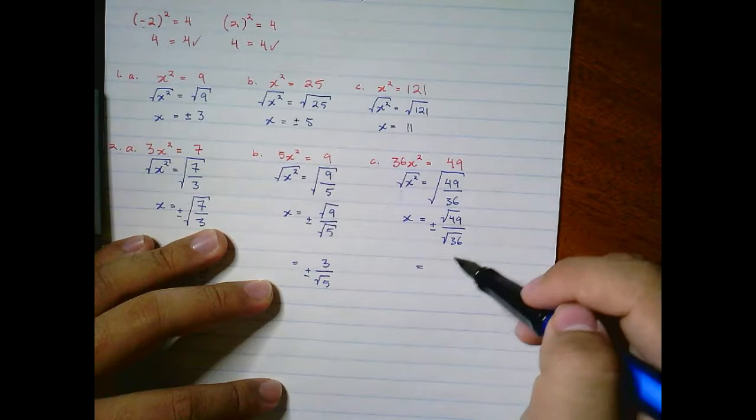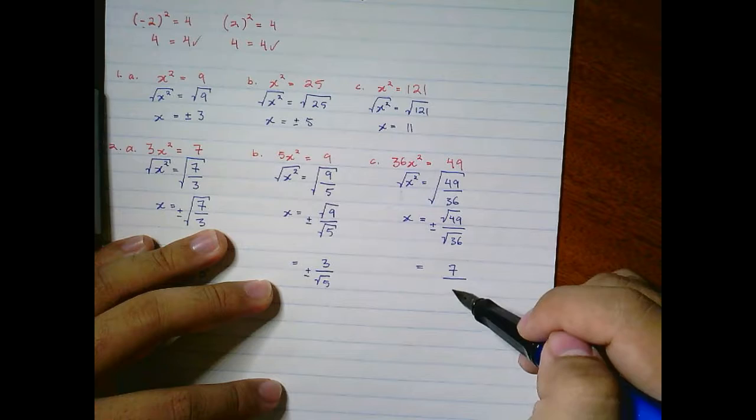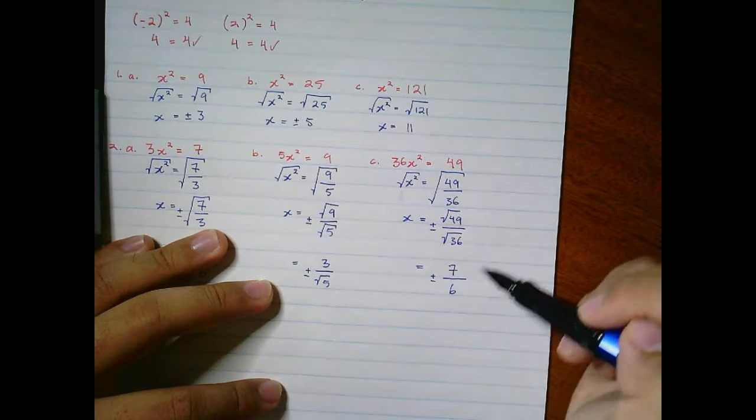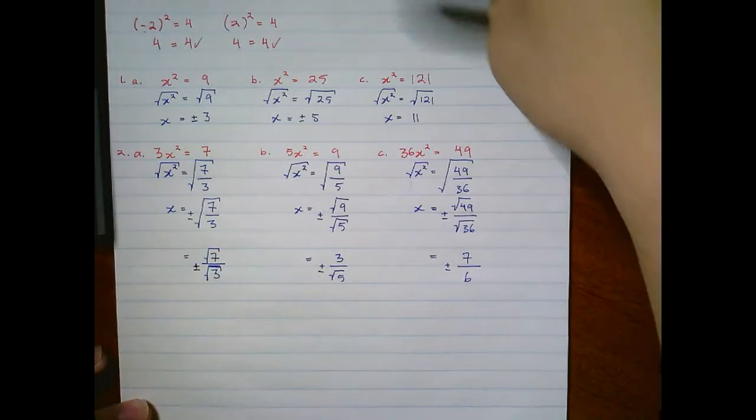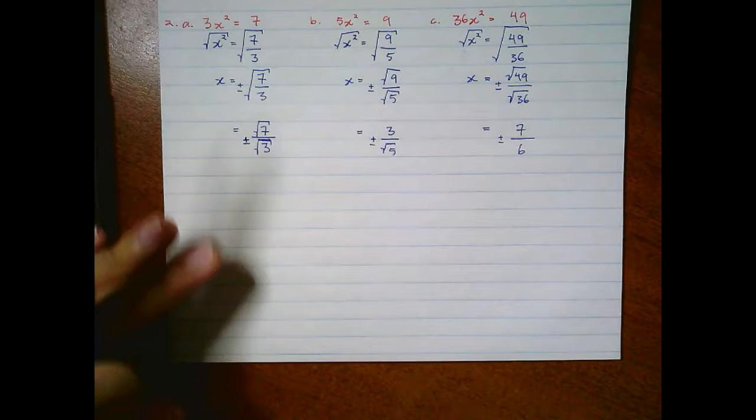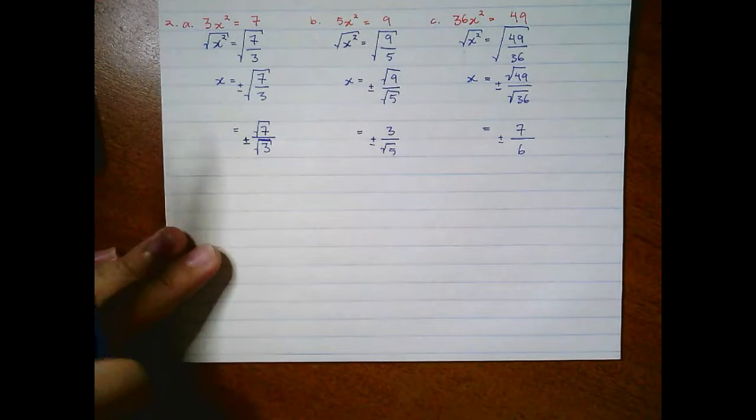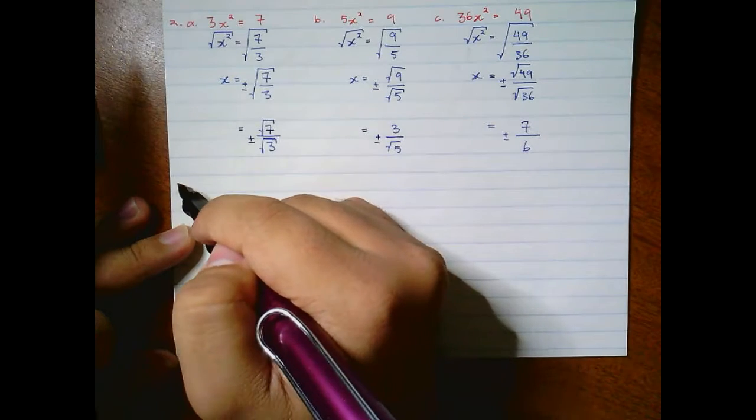This will give us the square root of 49 is 7, and the square root of 36 is 6. So we have two solutions of positive 7 over 6 and negative 7 over 6. So let's just do a few more here.